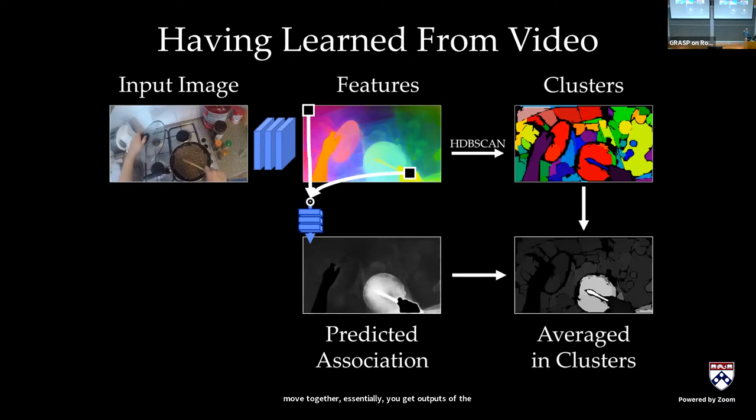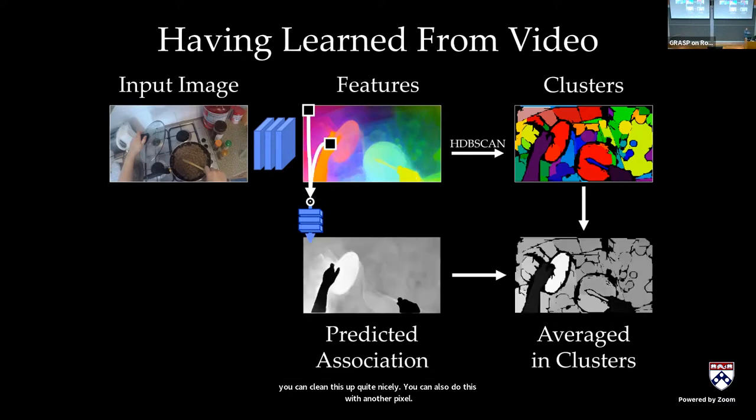And you can also do some cleaning up where you take the clusters, you average things, you can clean this up quite nicely. You can also do this with another pixel. You can pick another pixel on another hand, you get predicted associations. And this is, again, supervised just by watching videos. And so this is quite fun.